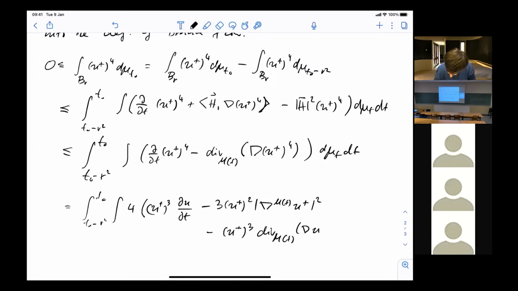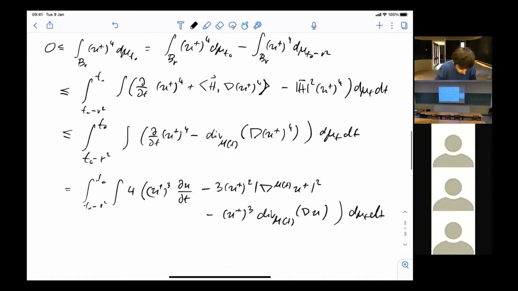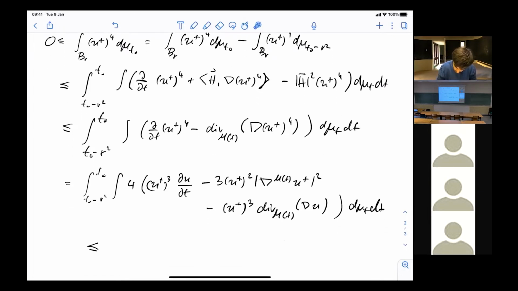Gradient u. Now d mu t dt. Okay, but we can drop this term, and we see that we get here t0 minus r squared t0 for u plus cubed du by dt u plus, minus the m trace of the Hessian of u, and we can even erase the plus here. We don't need the plus here.